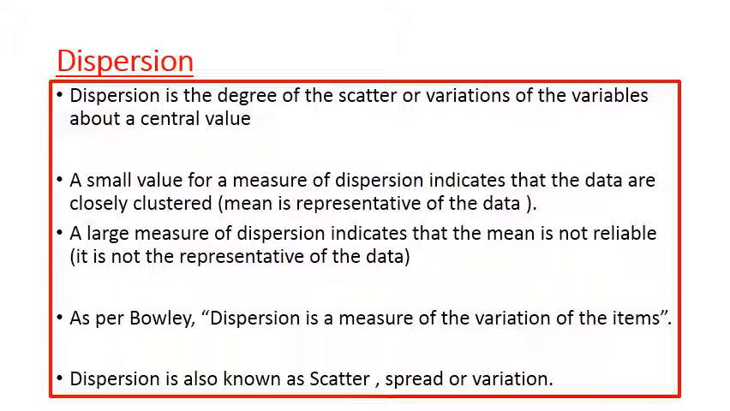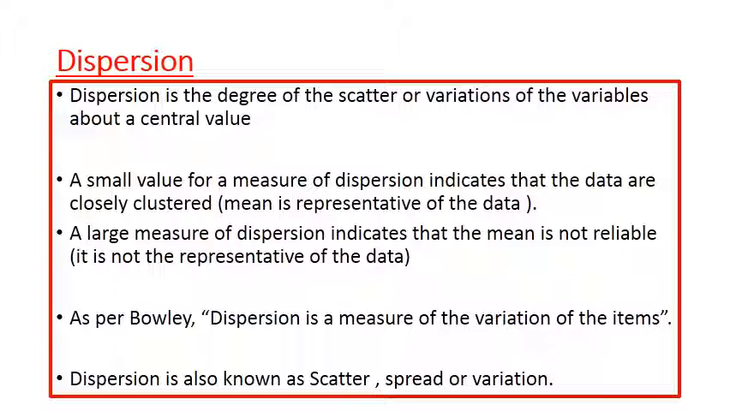Let us begin with the meaning of dispersion. Dispersion is actually the degree of scatter, or we can say variations of the variables about a central value. You might have read about the dispersion of light in class 9th and 10th. Dispersion of light is the scattering of light into different colors. When a beam of light falls on a prism, it scatters into different colors. Likewise, here dispersion is the degree of scatteredness. It is the spread of observations from a central value, from a central observation.